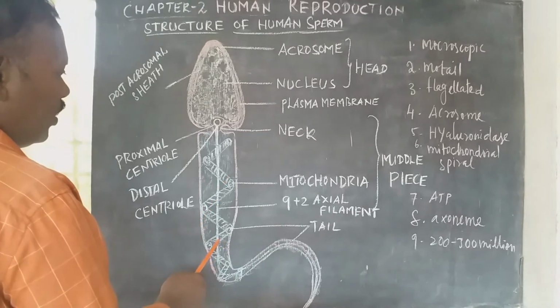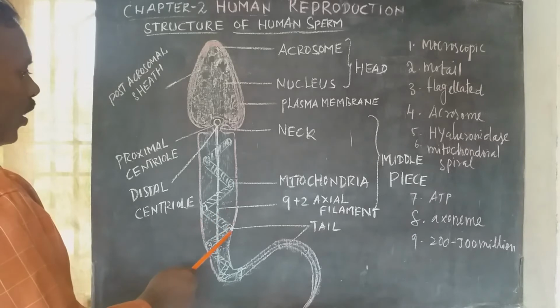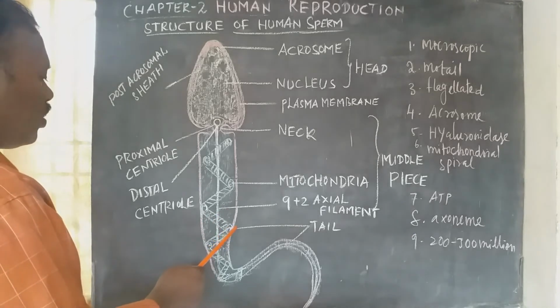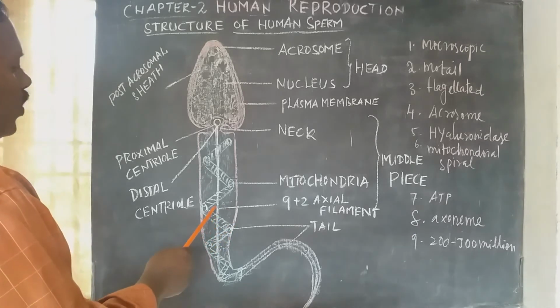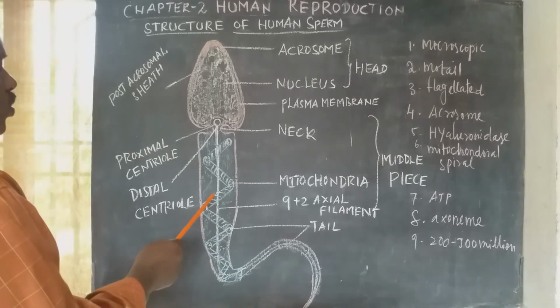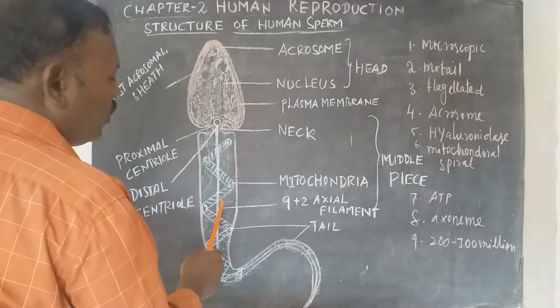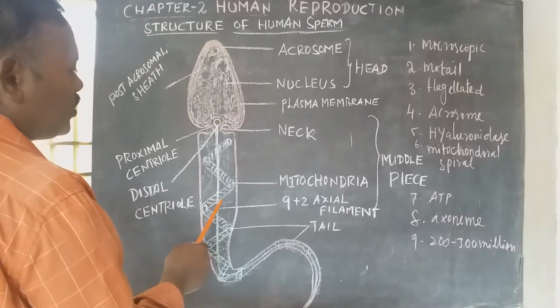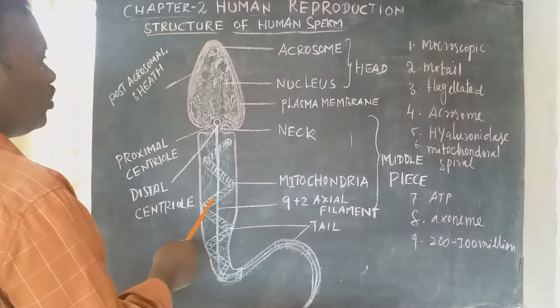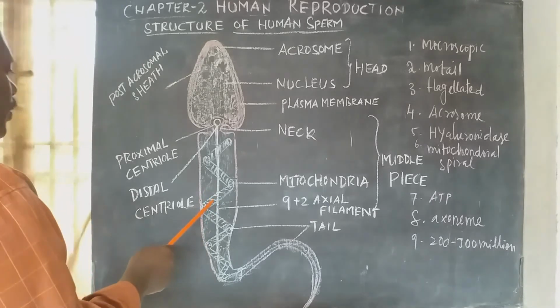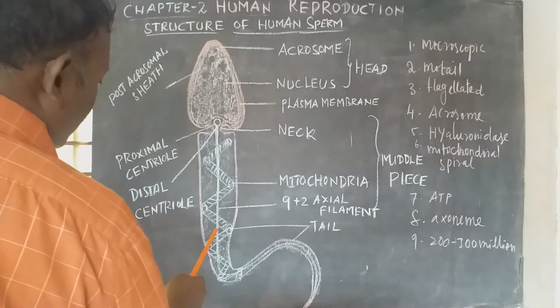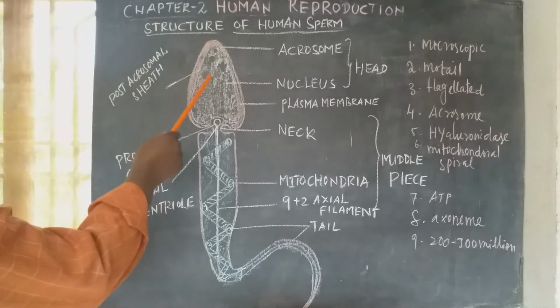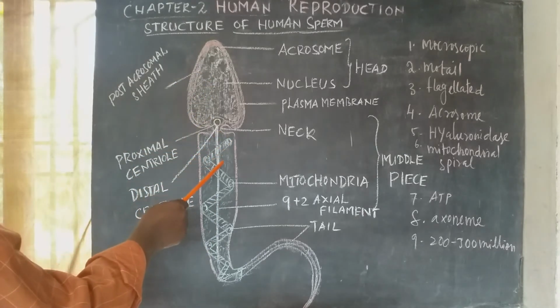In a single coitus, 200 to 300 million sperm are produced. Only about 60% are active and have energy. The remaining 40% have no energy. So only 60% are in good sperm condition. Okay, so this is the structure of human sperm.